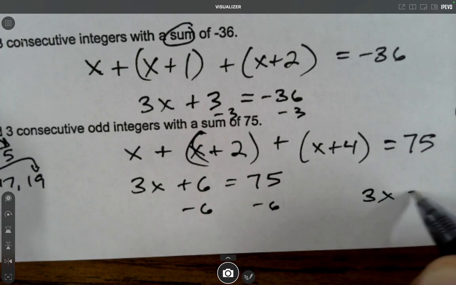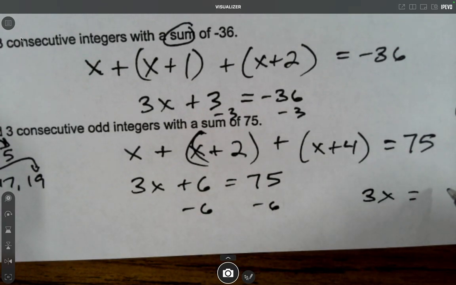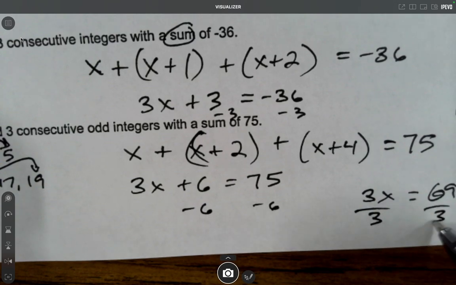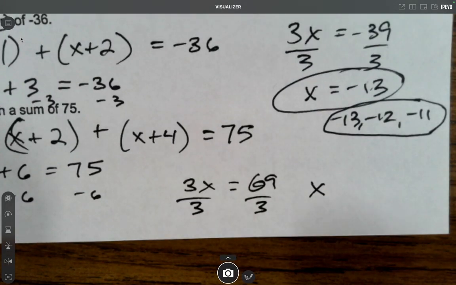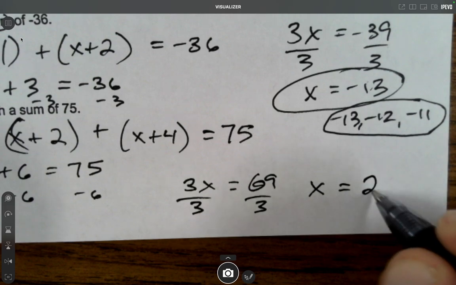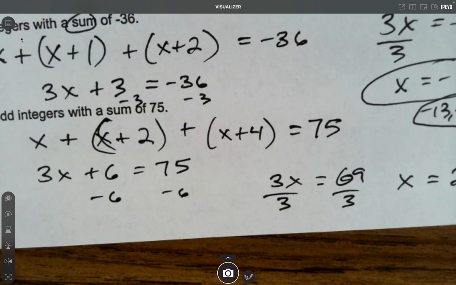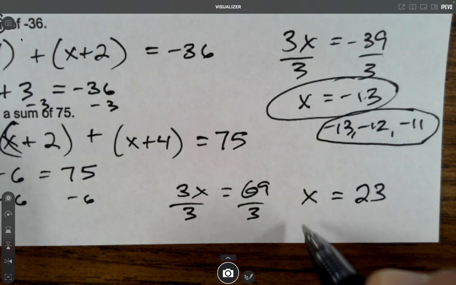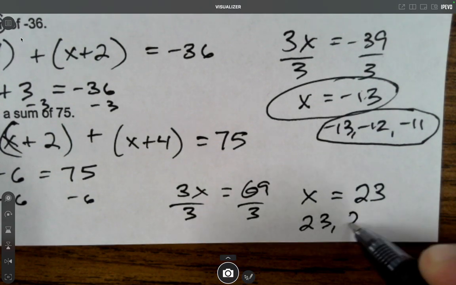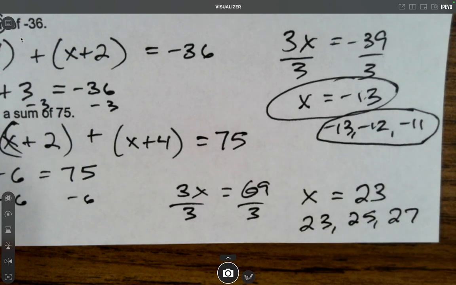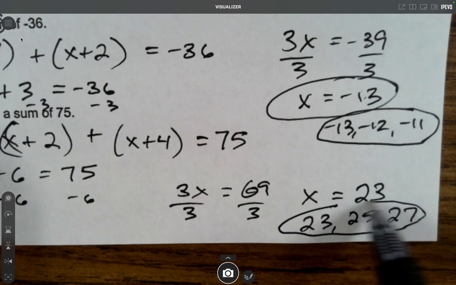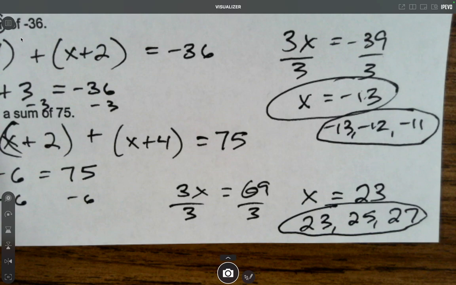We get 3x equals 69. Divide both sides by 3. We get x equals 23. So remember to stop there. They didn't just ask for the smallest number. They wanted all 3 consecutive odd integers that add up to 75. So 23 is the first one. The next one would be 25. The third one would be 27. So those would be the 3 consecutive odd integers that add up to 75.